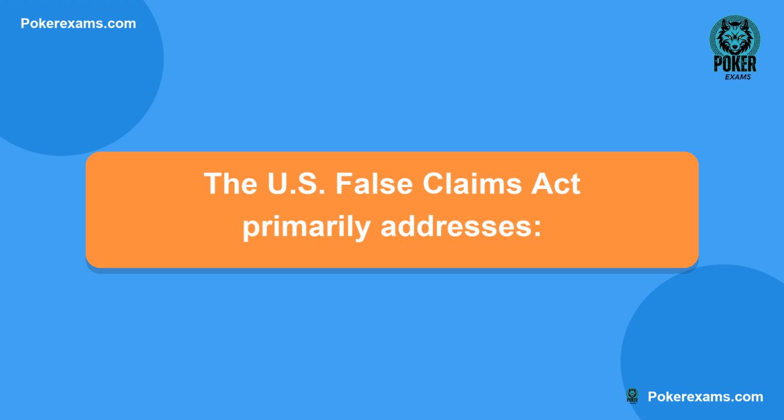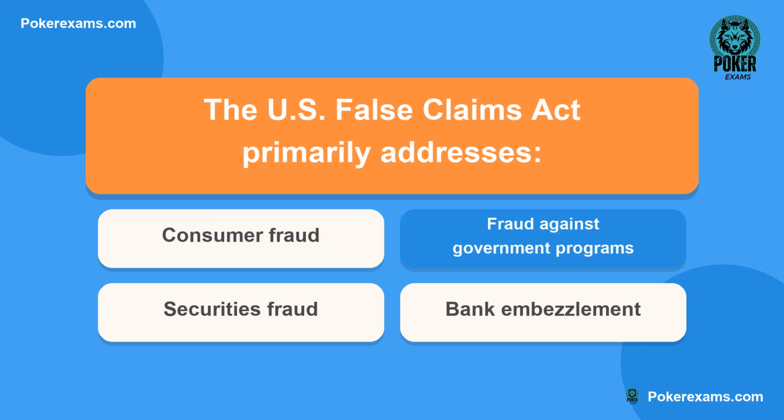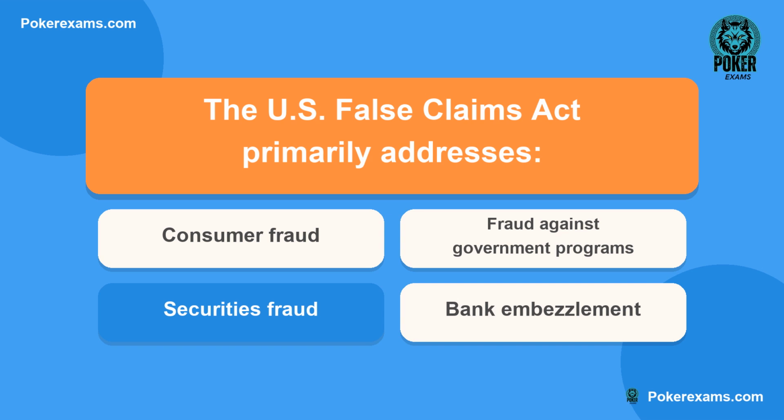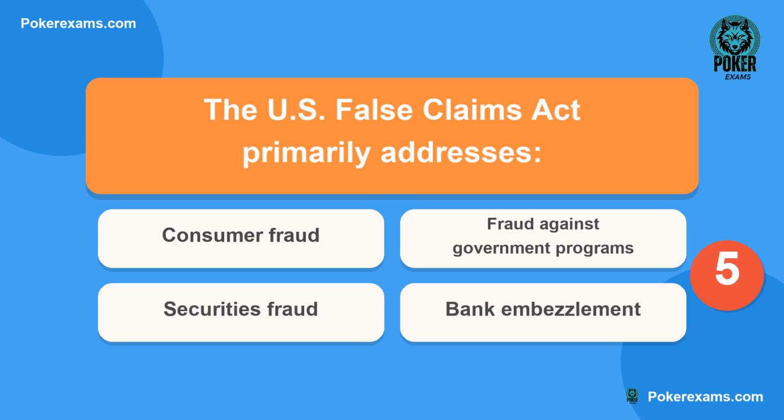Next question. The U.S. False Claims Act primarily addresses: is it A, consumer fraud? Or B, fraud against government programs? Could it be C, securities fraud? Or lastly, D, bank embezzlement?